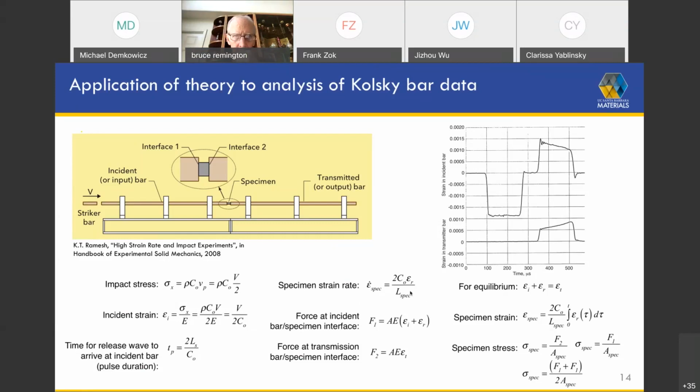Okay? So what you want to do up front is calculations of this very type to work out what my strain rates are going to be, if I can launch my striker at a given velocity, what sort of strains might I achieve, and so on.